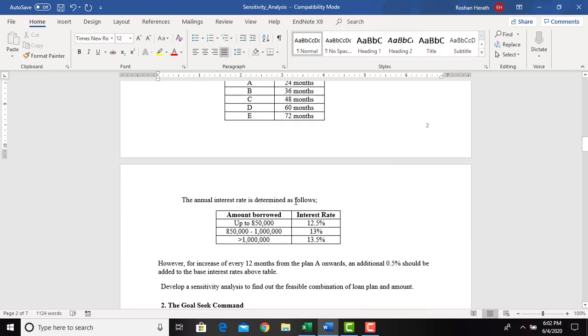The annual interest rate is determined as follows. Up to 850,000, they have agreed to give an interest rate of 12.5. So if the amount is in between 850,000 to 1 million, the bank is ready to offer them at 13%. And if the loan goes beyond 1 million, then the interest rate applicable is going to be 13.5. So likewise, these are the interest rates that the bank would offer.